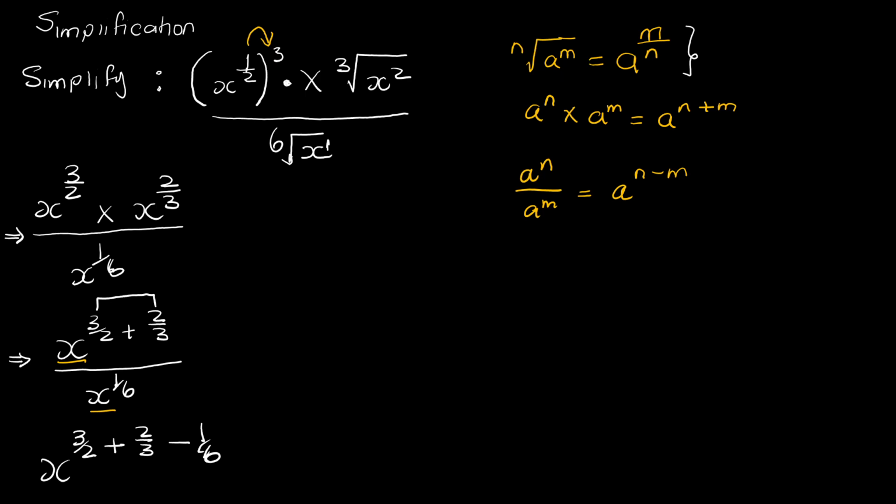So ladies and gents, look at what we have so far. We're going to work on that fraction. I have 3 over 2 plus 2 over 3 minus 1 over 6. The aim here is to make sure that all the denominators are 6, because 6 is our biggest denominator. It's the one that is larger than 2 and 3.